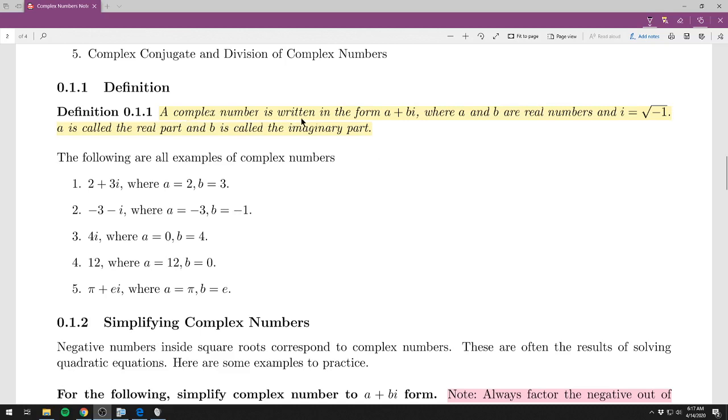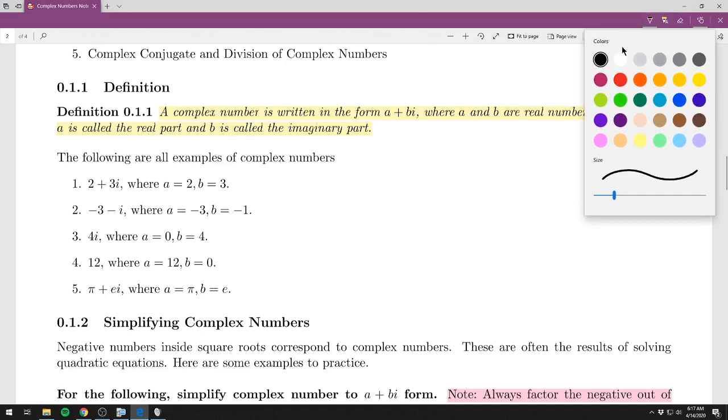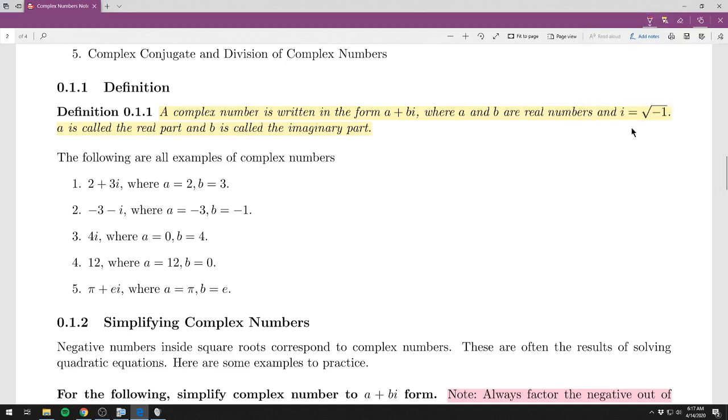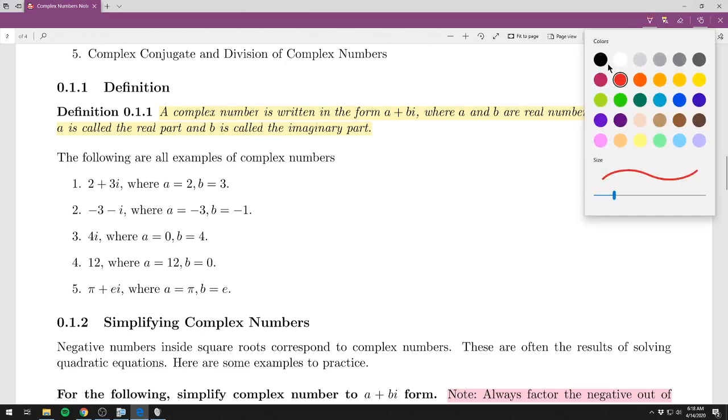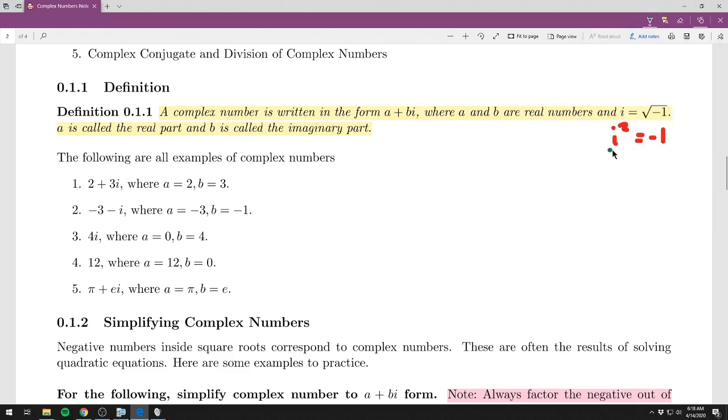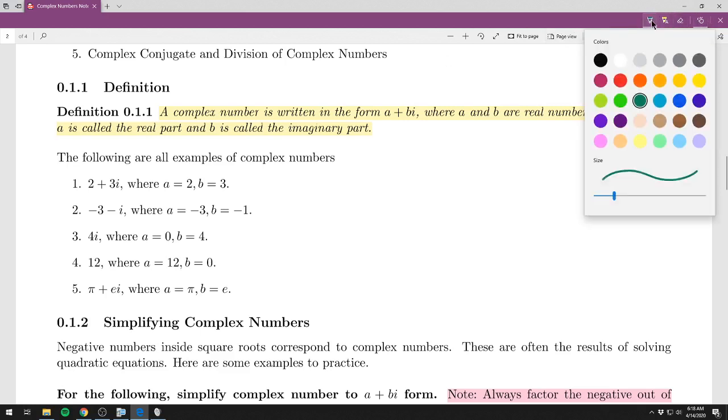But a complex number is written in the form a plus bi, where a and b are real numbers and i is the square root of -1. One thing I like to point out here that's very useful as well is that i squared, if we square each side, we will get -1. The squaring will make the square root go away. So typically we'll use these interchangeably just depending on what the question is, but it's important to know.